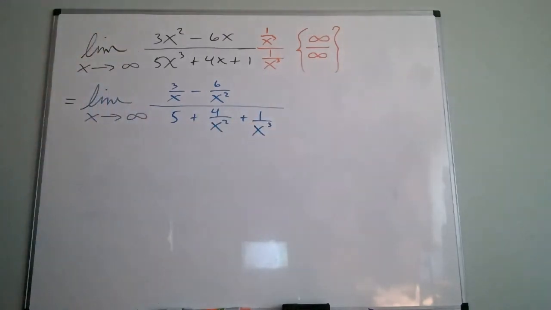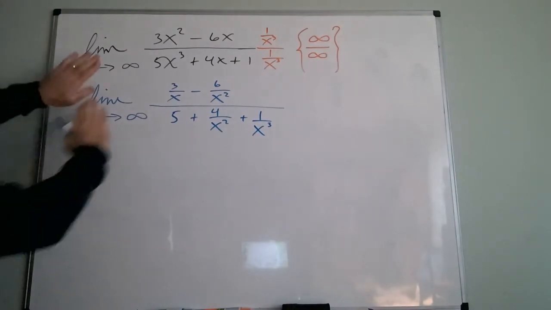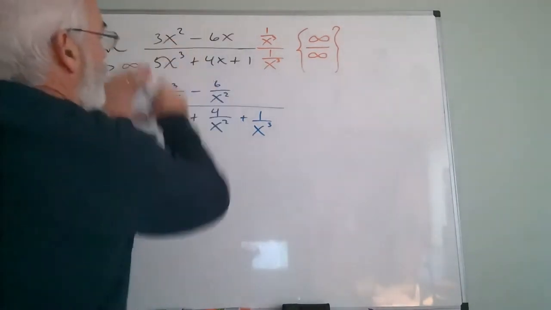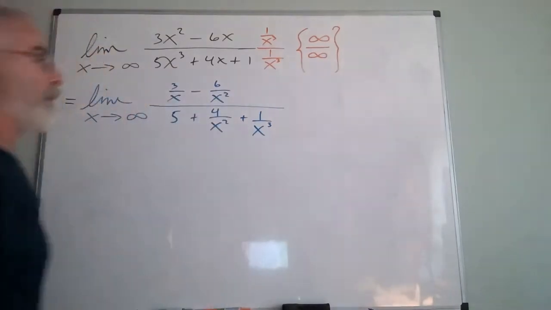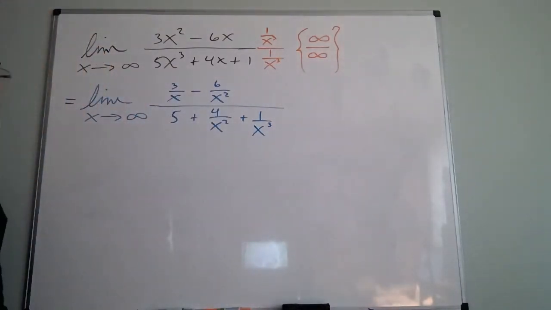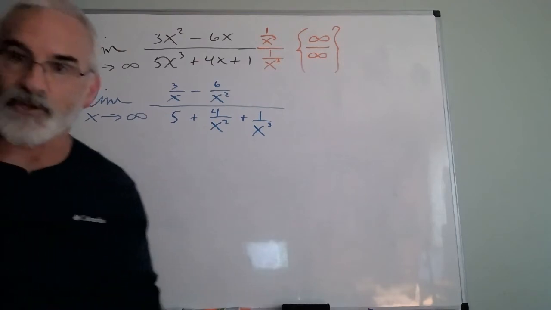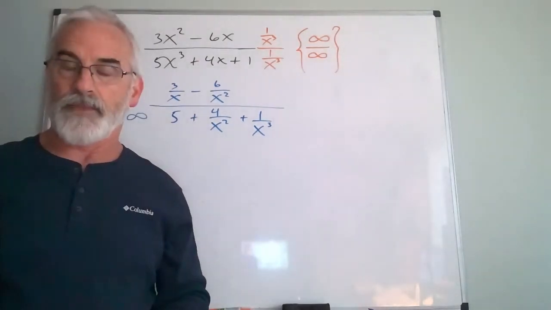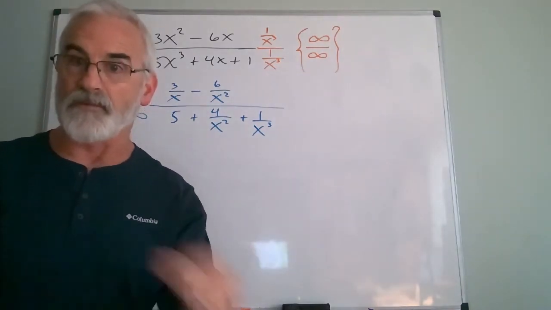Now, just for a moment, if I take away the word limit, is this quantity algebraically equal to this quantity? Yeah, for all real numbers except 0, they would be equal. Now, remember, the limit of a quotient is the quotient of the limits. The limit of a sum is the sum of the limits.